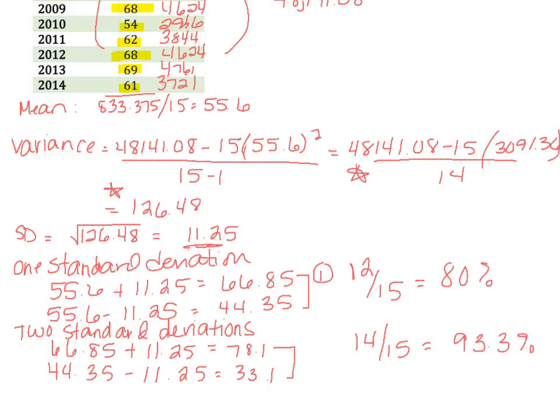So 80% of our data falls within one standard deviation, and 93.3% of our data falls within 2 standard deviations. So to find 3 standard deviations, we could easily add another and subtract another, and hopefully all of our data would fall within 3 standard deviations of the mean. So this concludes section 9.2, measures of variation.